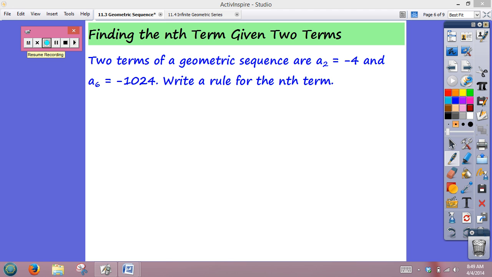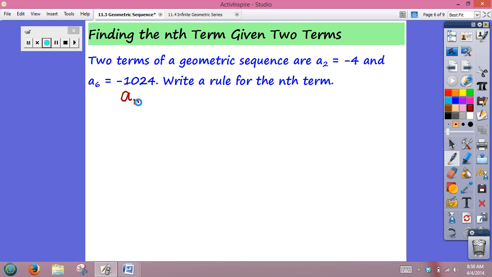The next example is asking us to write a rule for the nth term when we are given two terms. This one is a little bit trickier, but we'll go through it slowly. So remember, our equation is an equals a1 times r to the n minus 1 power. Okay, so remember that our r value is a ratio. So we can use this to find the ratio using the two equations that were given.